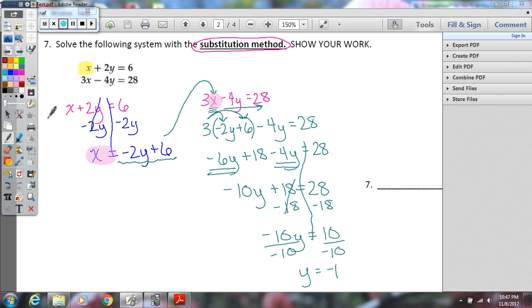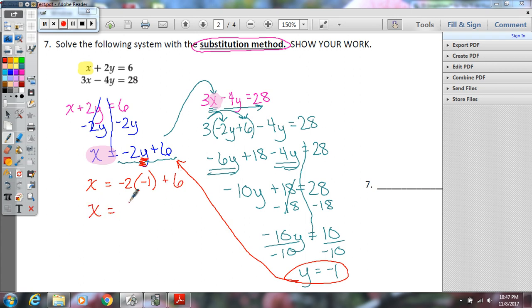Okay, so substitution method said get a variable alone, plug it into the other side, solve it for the first variable, which we've got y is negative 1. But now we're going to take that and bring it back over. Guys, we knew y is negative 1, so this y is going to come out. And yeah, we're going to plop a negative 1 into its spot. And then we're just going to solve. So negative 2 times negative 1 is a positive 2. 2 plus 6 gets us an 8.